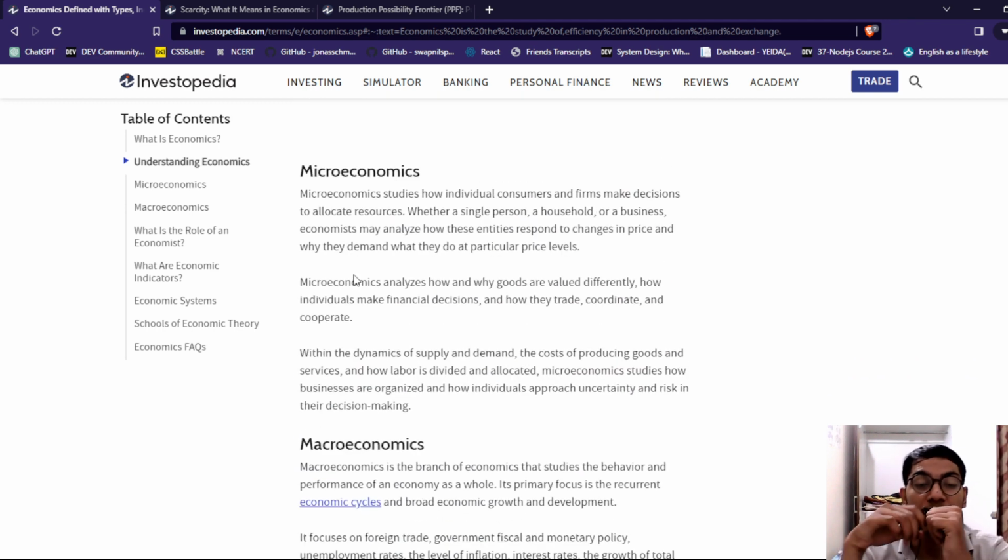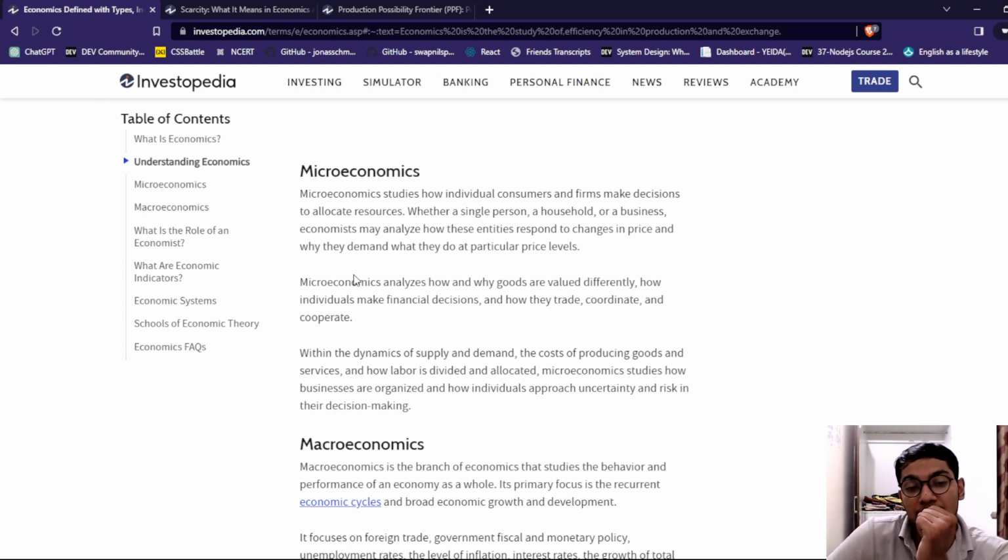Microeconomics studies how individual consumers and firms make decisions to allocate resources, whether a single person, household, or business. Economists may analyze how these entities respond to changes in price, why they demand what they do at a particular price level. Microeconomists analyze how and why goods are valued differently, how individuals make financial decisions, and how they coordinate and cooperate.